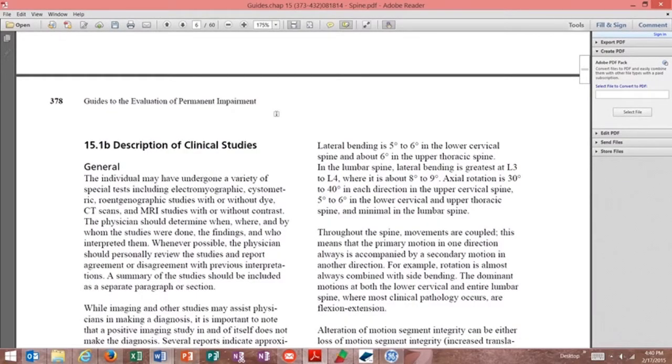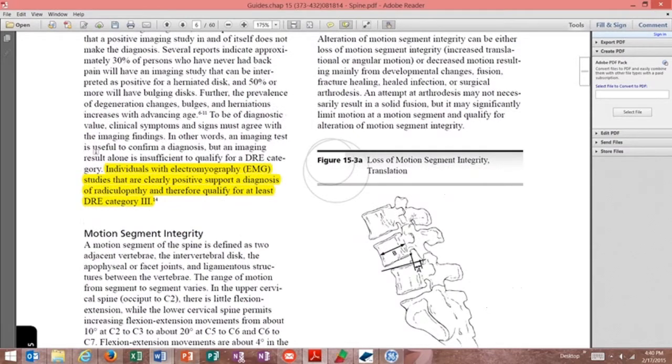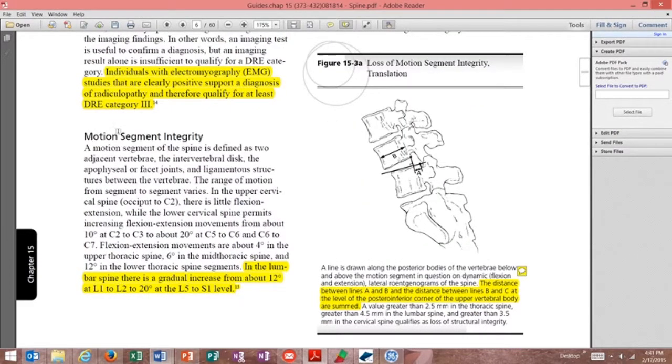Okay, so here we are in the AMA guides in Chapter 15, and we're on page 378. The first mention of motion segment integrity is here at the bottom of page 378. The AMA guides first begin by defining what actually constitutes a motion segment. They say that a motion segment of the spine is defined as two adjacent vertebrae, the intervertebral disc, the apophyseal or facet joints, and the ligamentous structures between the two vertebrae.